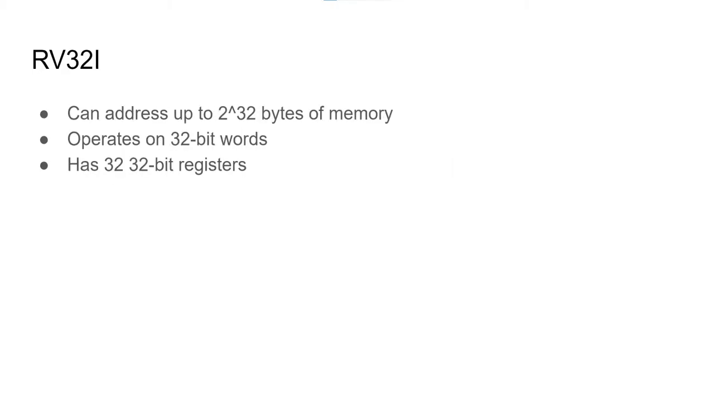The next easiest instruction set to focus on is RV32I, because all of the others essentially build off of this. Any code written for RV32I will also work on RV64I, for example. It can operate on up to 2 to the 32 bytes of memory, because there are 32 bits. So again, it operates on 32-bit words, and it has 32 32-bit registers. Every one of the base instruction sets has 32 integer registers. It's just their length that changes.